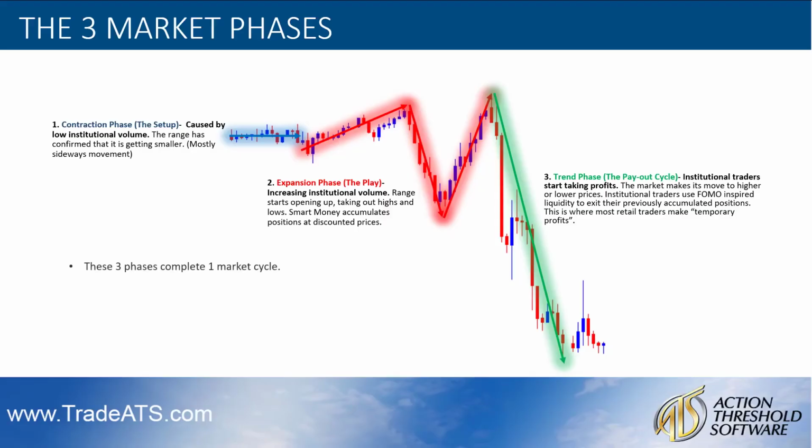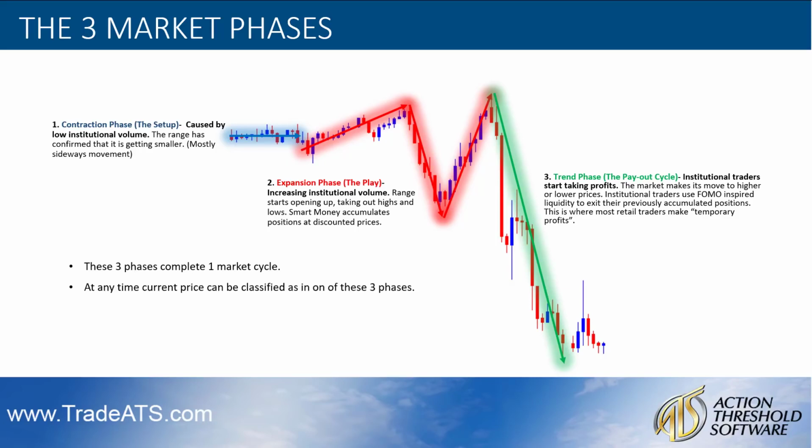Back to the lesson. So these 3 phases complete one market cycle. You have the contraction phase, expansion phase, the trend phase. These 3 phases, once they've played out, you've gone through one market cycle. You can expect it to go through the 3 phases again.